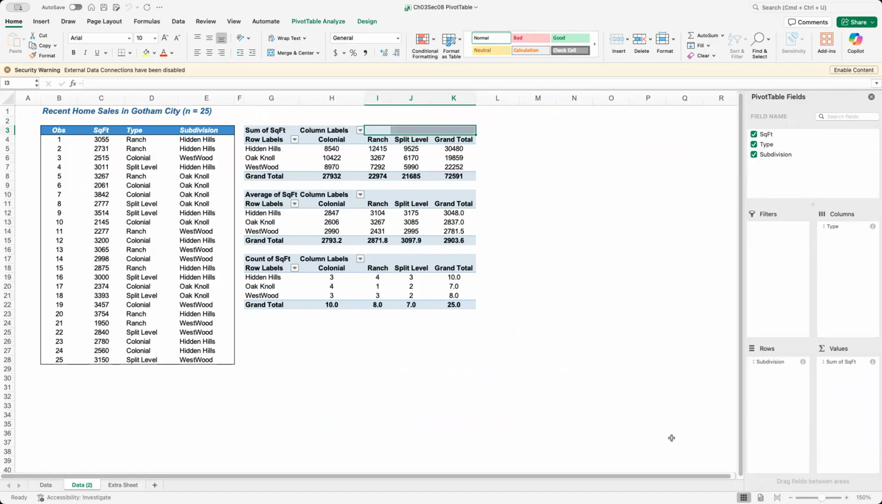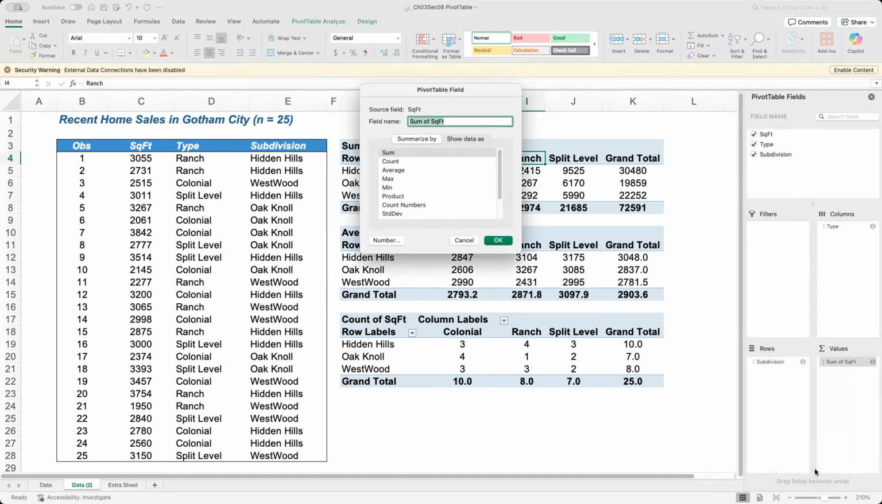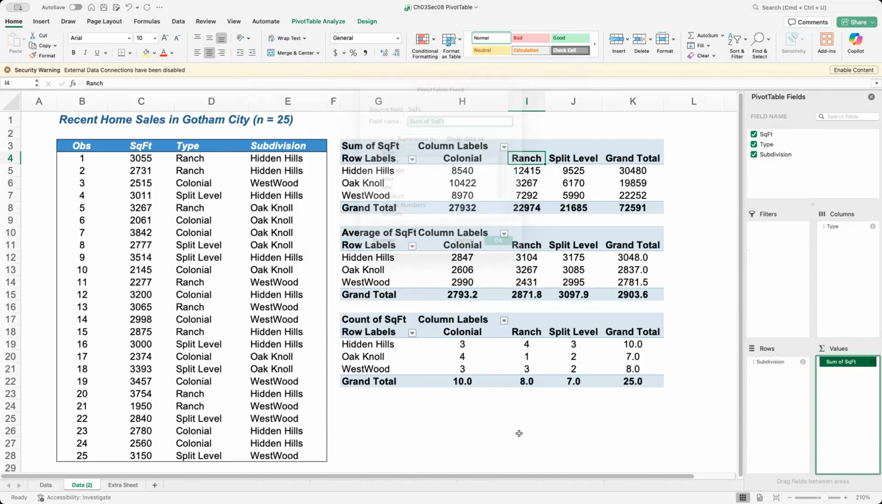So in this particular table, I have ranch, and it says sum of square feet down there in the value. So I've got rows by subdivision, columns by type, and values are a sum. I can change that. If I right click on this, field settings, do I want a count, an average, the largest, the smallest, all sorts of things I can do here.